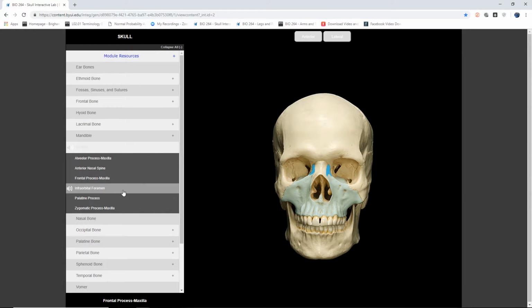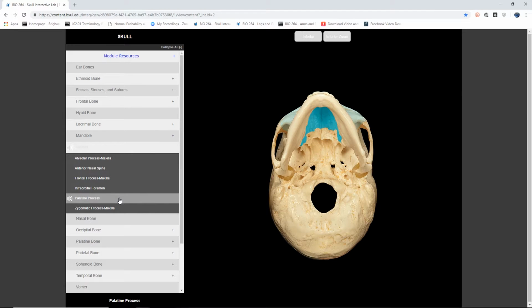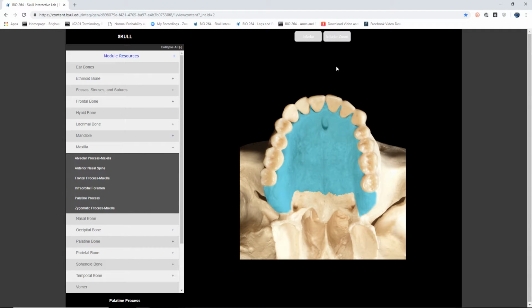Now the infraorbital foramen. Infraorbital, so it's going to be underneath the eyes, and it's going to be some holes underneath the eyes. So we can already kind of guess. That's right. It's these two little holes just under the eyes. Next we have the palatine process. Now palatine sounds like palate. So yep, there it is.